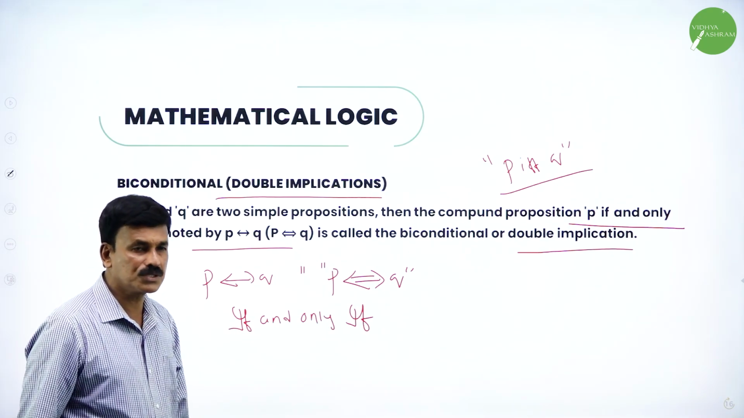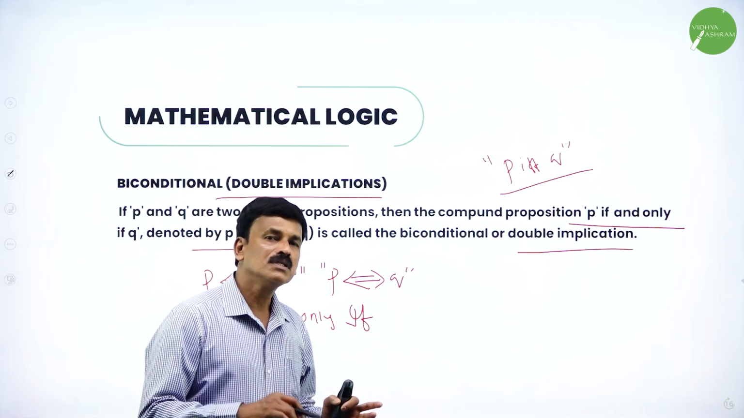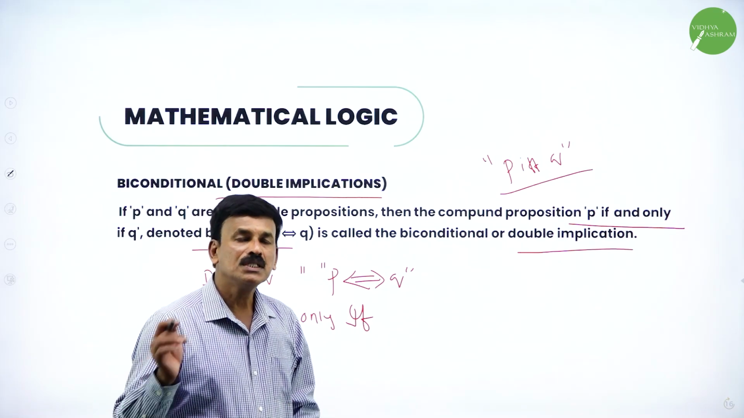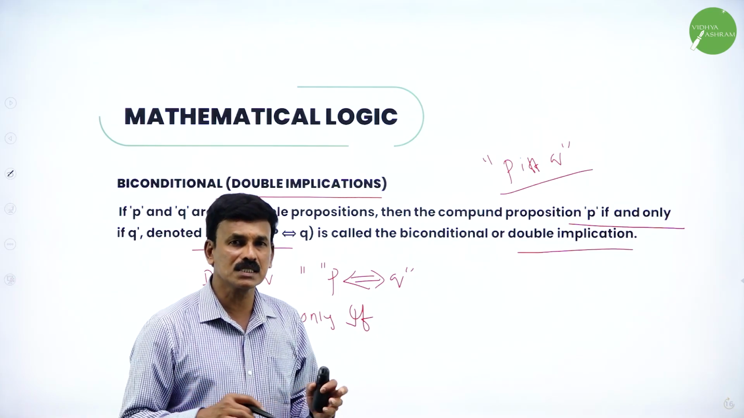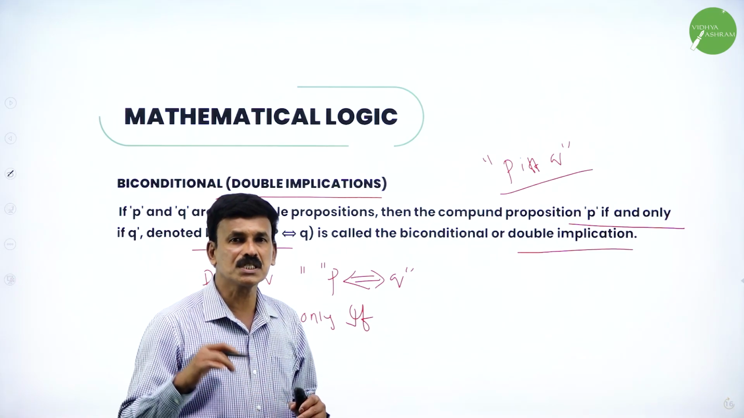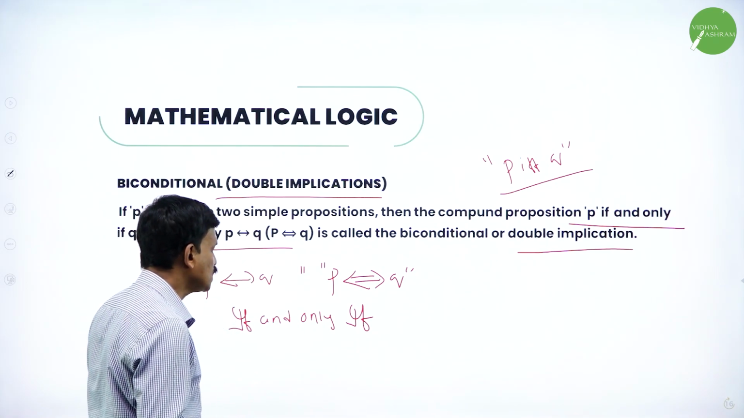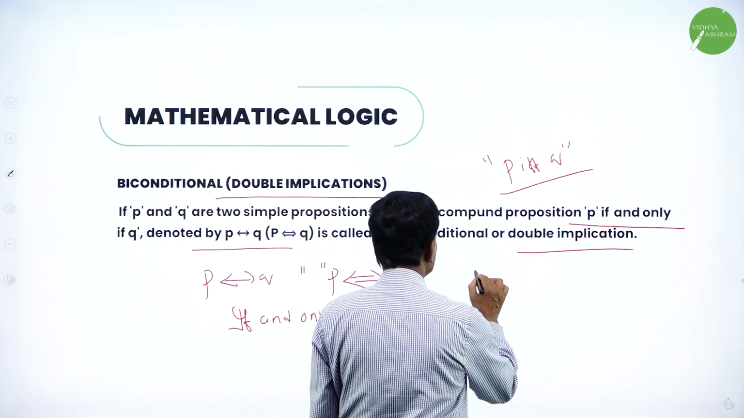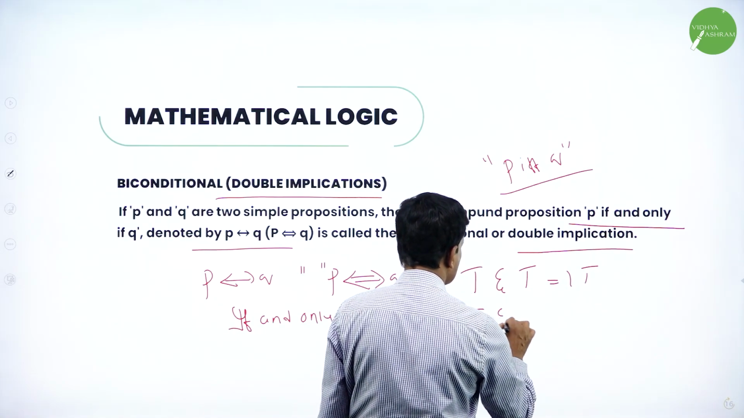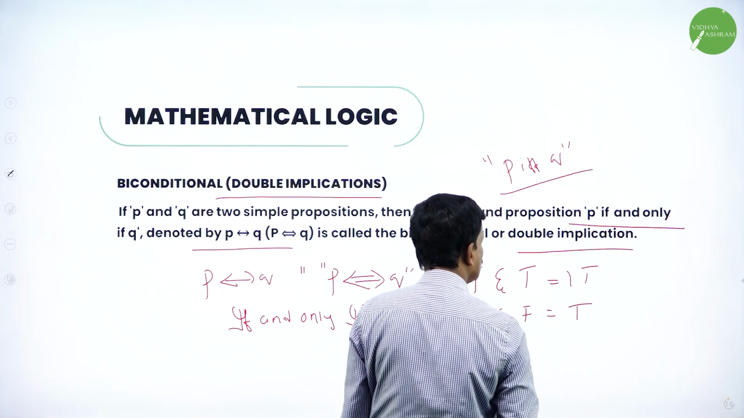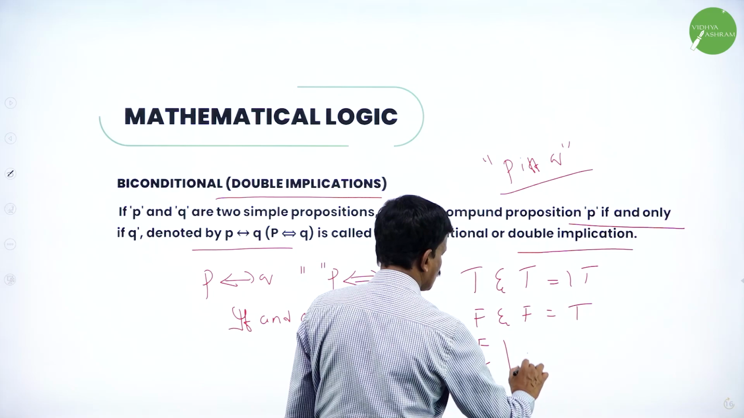Now what are the truth values? So here, if P is true and Q is true, then the biconditional is also true. If P is false and Q is false, then the biconditional is also true. In other cases, it is false. True and false is false. False and true is also false. True and true is true. False and false is also true. So here in this biconditional, true and true is true. Similarly, false and false is also true. In other cases, true and false, false and true, they are equal to false.